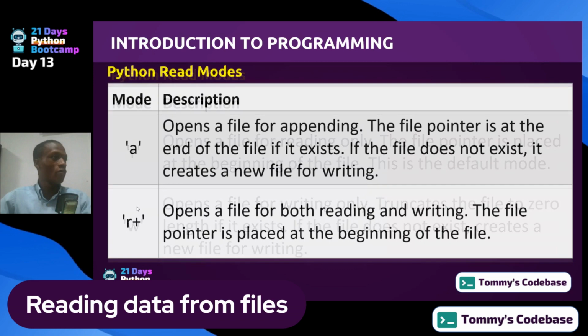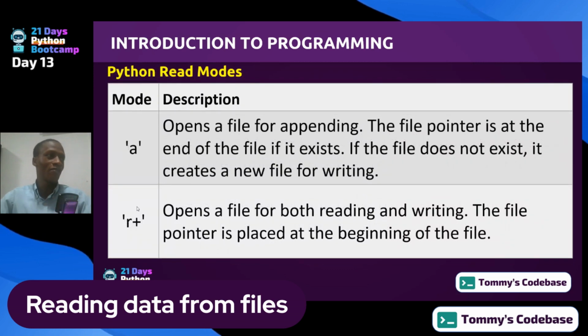But the A will also create the file if it doesn't exist, but will not delete the old content. It will keep it and then add the new content you want to add at the end of it. So it's just like append using Python lists.